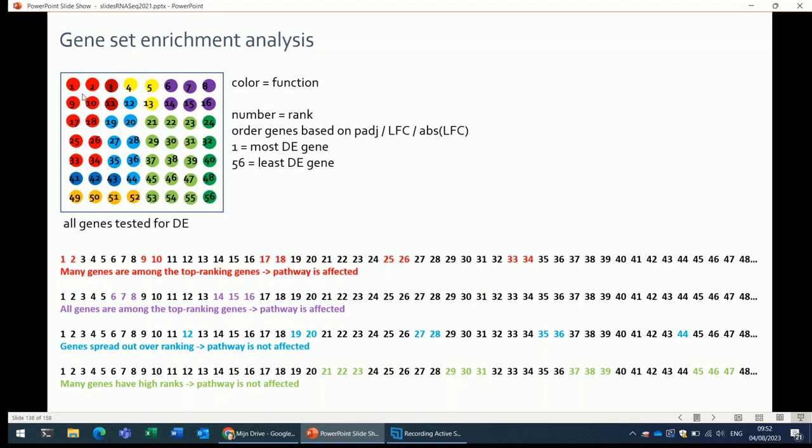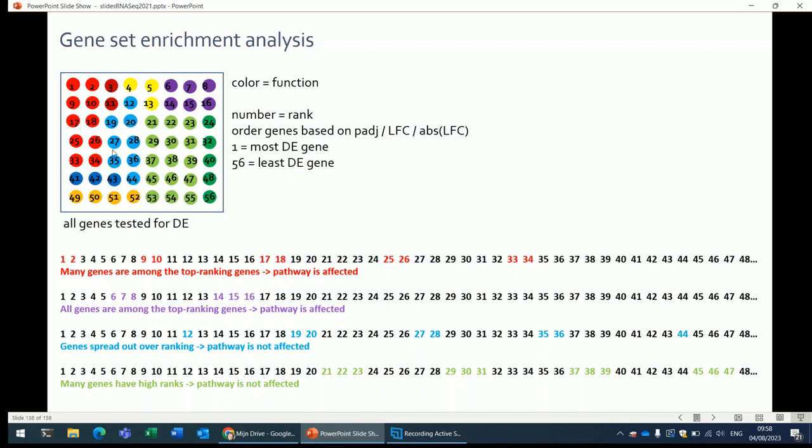So, for instance, for the red pathway, you see that most of the genes here are in the top of the ranking. So among the most differentially expressed genes. So this means that this pathway is very likely to be affected by the treatment that you have performed on your samples. Let's take a look at the purple pathway. You see that for the purple pathway, all the genes are among the top ranking genes. So again, you conclude that this pathway is affected by the treatment that you did on your samples.